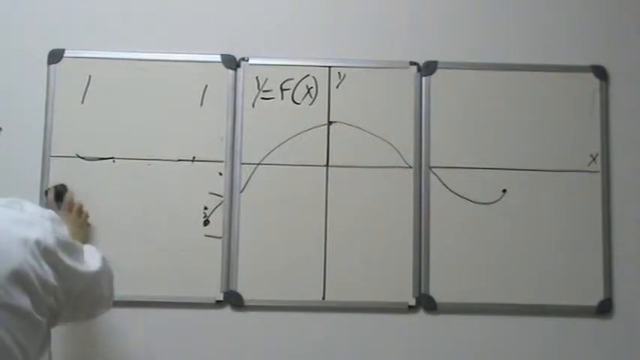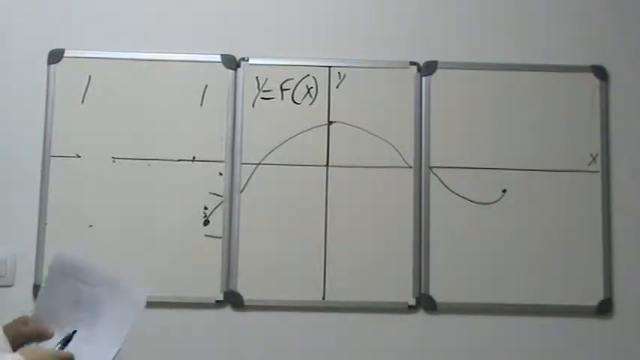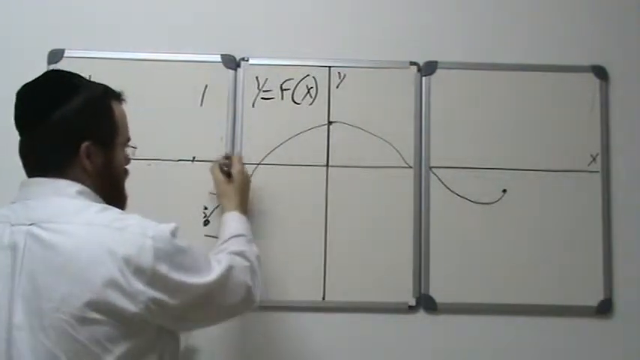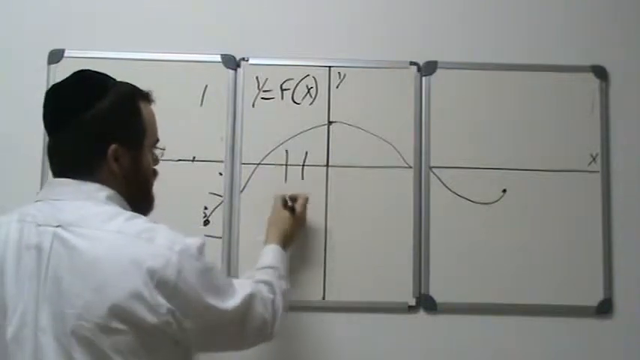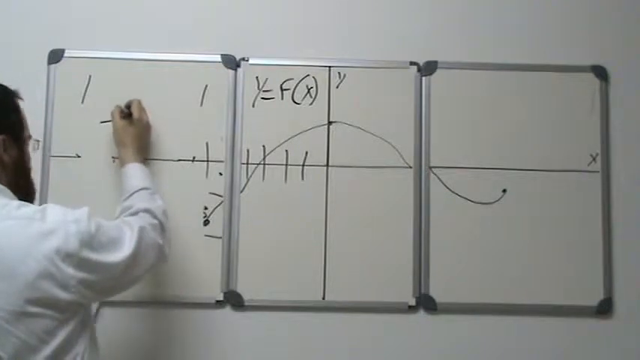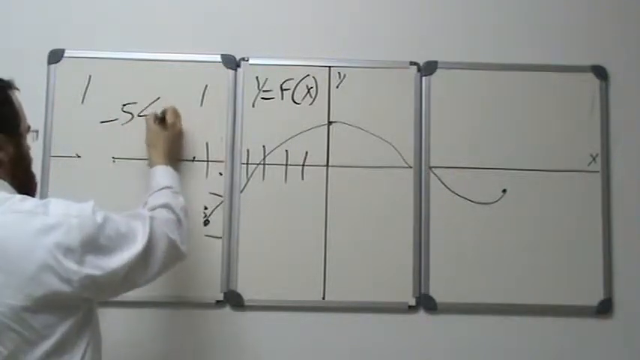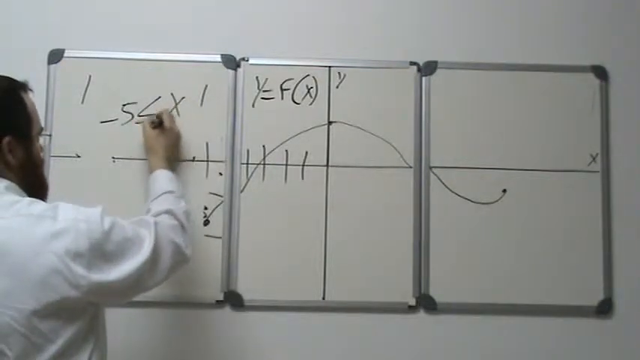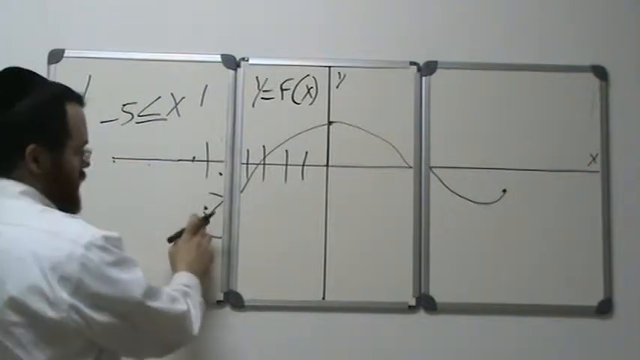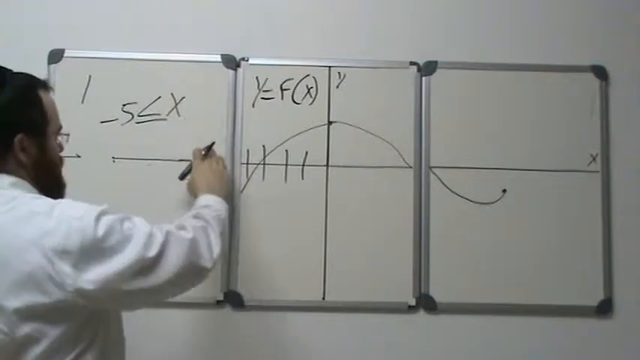The question is, what's the domain and range of this graph? Well, if you see, it starts when x is negative 5. You count x is negative 1, 2, 3, 4, 5. X is negative 5 is where the domain starts. And x is more than or equal to negative 5, because in the graph, it touches that point.